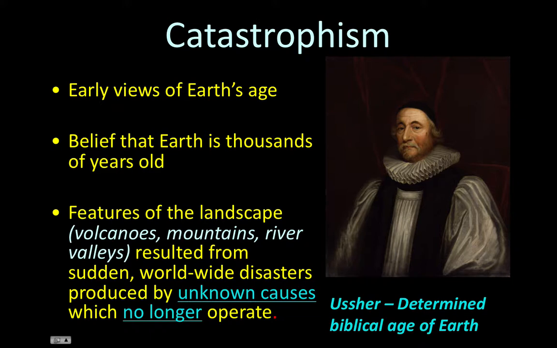And so, in order to explain things on the Earth, such as a volcano or a mountain or a river valley like the Colorado River Valley that carved the Grand Canyon, if these features developed on the Earth, they basically resulted from very sudden worldwide disasters. A sudden worldwide disaster like a catastrophe. They were produced by unknown causes, and they really are no longer in operation today. So volcanoes, mountains, and river valleys would very suddenly form from catastrophic floods or huge events that we no longer see happening on Earth today.